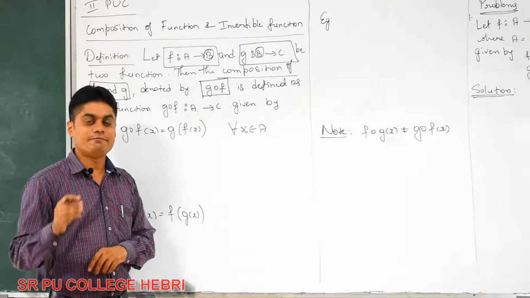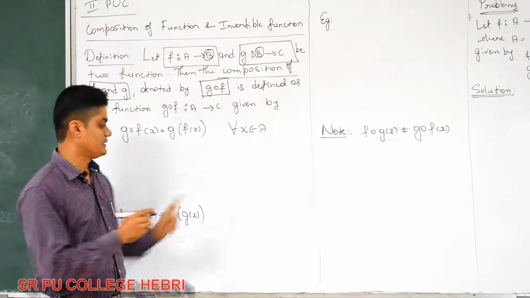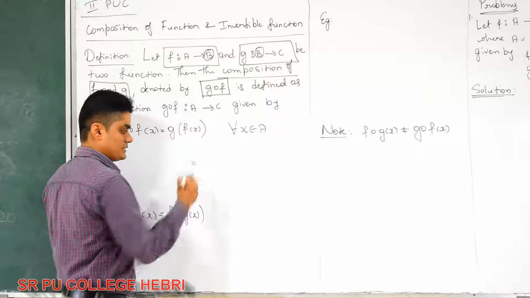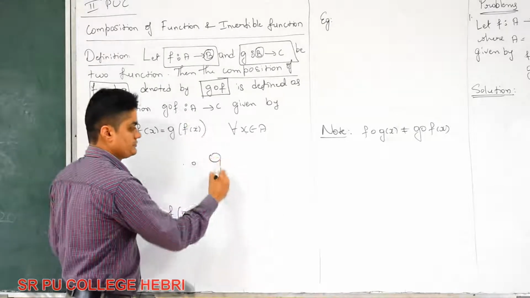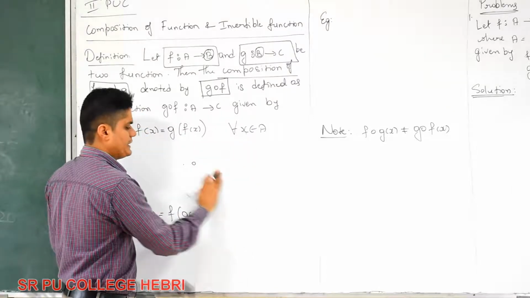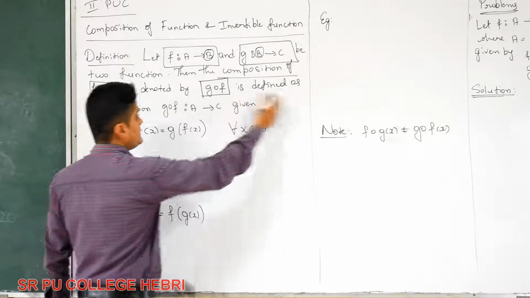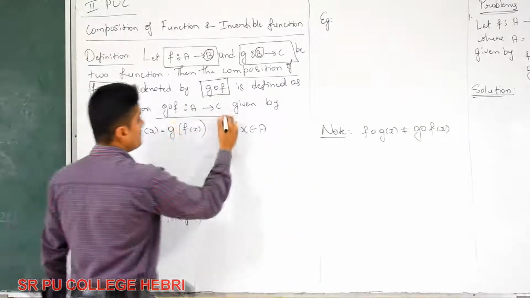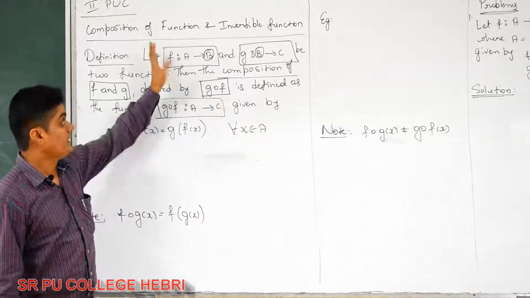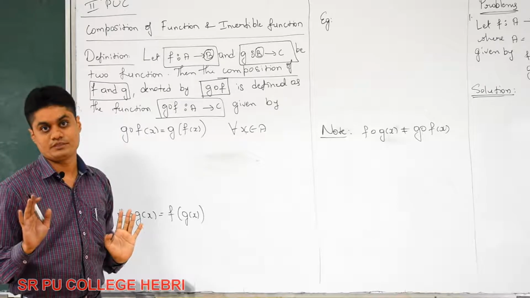To avoid confusion, f of g is different. It is not zero, it is a small circle, not a multiplication dot. It cannot be written like this, otherwise it becomes something else. Then g of f is defined as a function from A to C: A to B, B to C, so it goes from A to C.